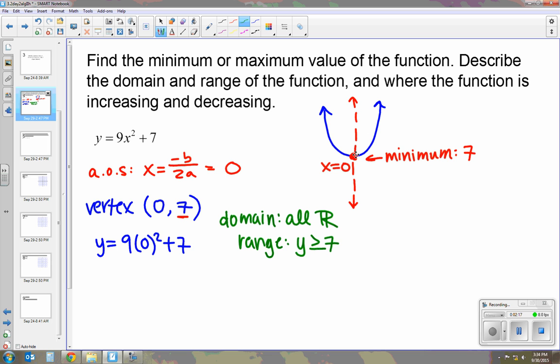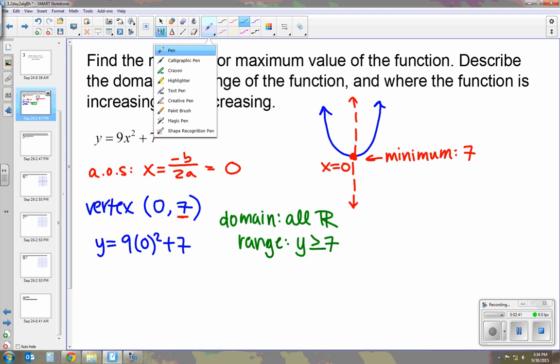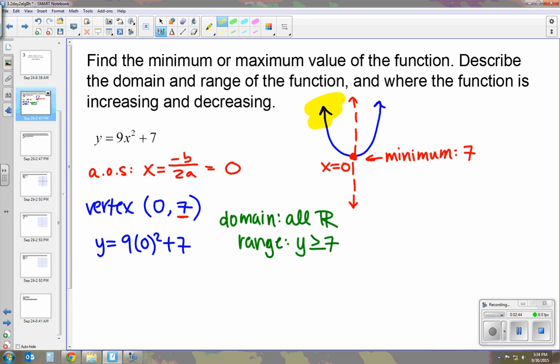Next up, it says describe where the function is increasing and decreasing. Now, you've never seen this before. What we're going to do is use the axis of symmetry as a point of reference for us. And whenever we describe increasing or decreasing, we're going to read from left to right. So if we look from the very left, or the left side of the function, I'm going to highlight this so you can see this. Okay, if we look at the left side of the function, to the left of x equals 0, from left to right, this function is decreasing, okay? And if we look at the right side of the function, this function is increasing, okay? And that's how we read it, from left to right.